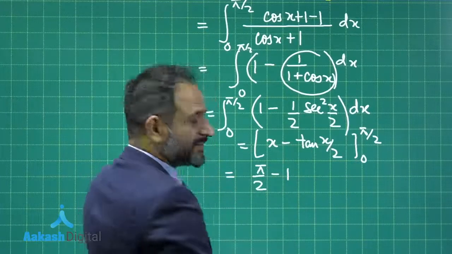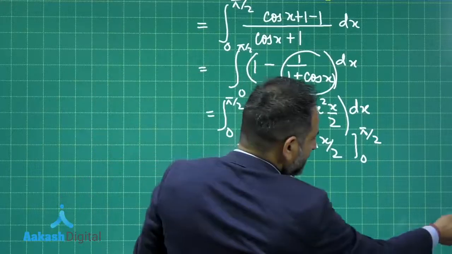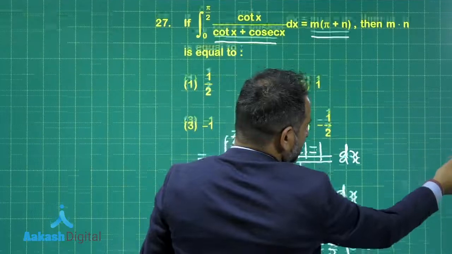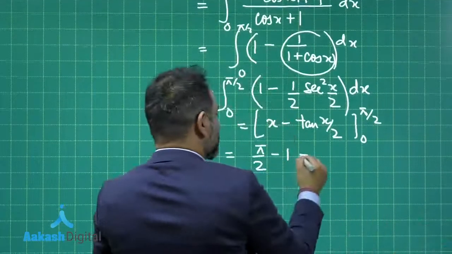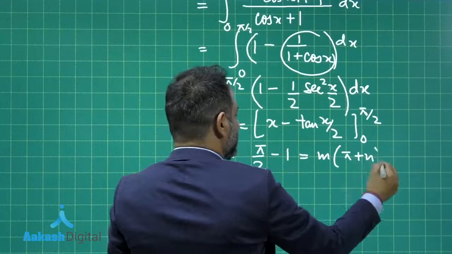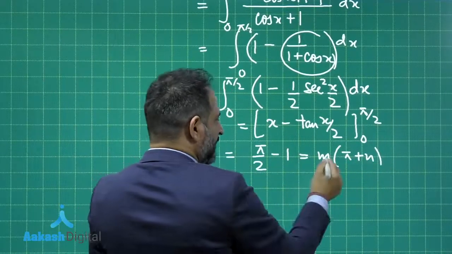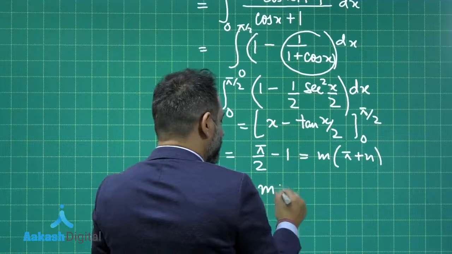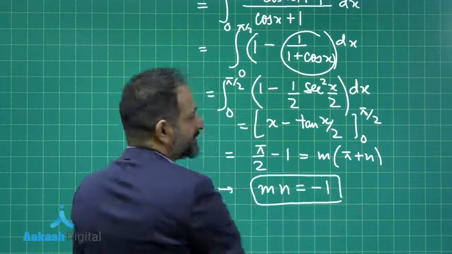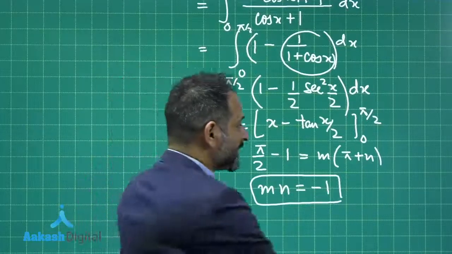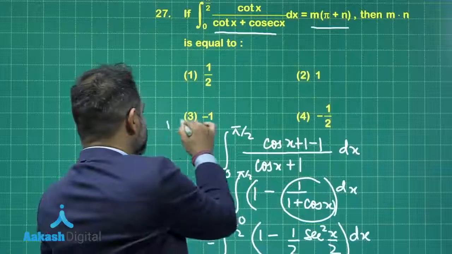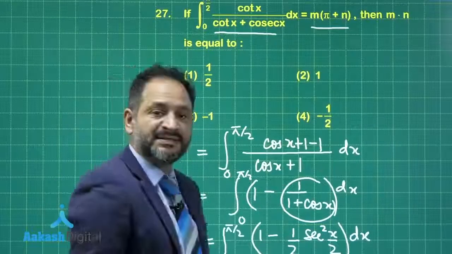Now, comparing with the given result, the result here is equal to m into pi plus n. If you compare it here, the product of m into n, which needs to be found out, is equal to minus 1. So, let us see which one is the correct option for us. The correct option is the third one. So, here we are, again an easier one to crack.